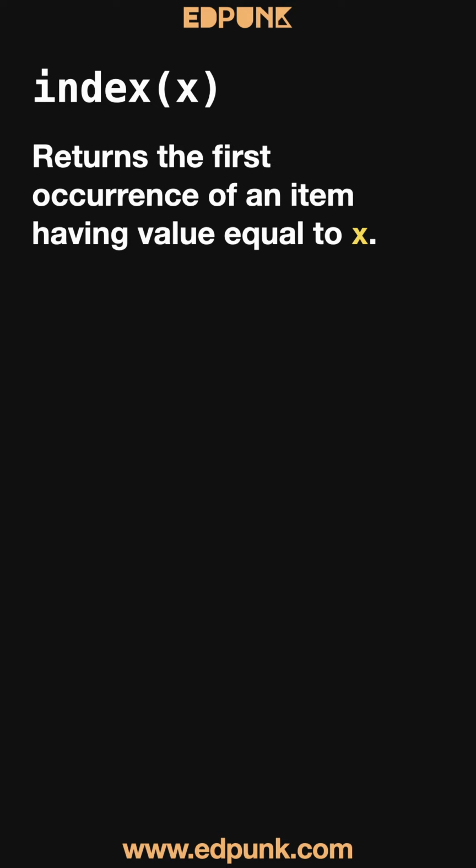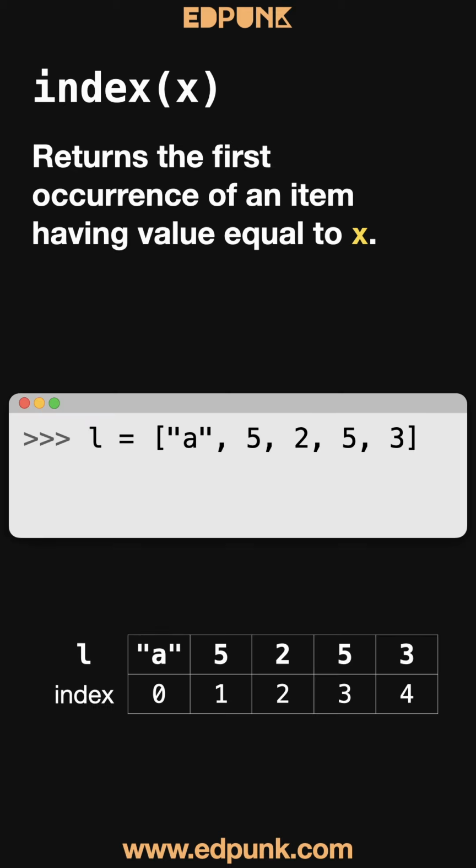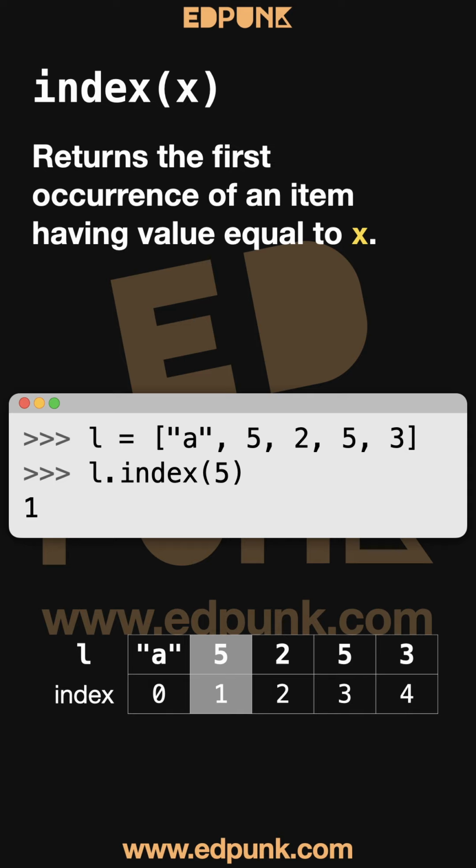An item X can be located in a list using the index method, which returns the first occurrence of the item. For example, let us assign a list containing items string A, int 5, int 2, int 5 and int 3 to a variable L. Now execute L.index(5). The value returned is 1 as the first occurrence of 5 is at index equal to 1 in the list.